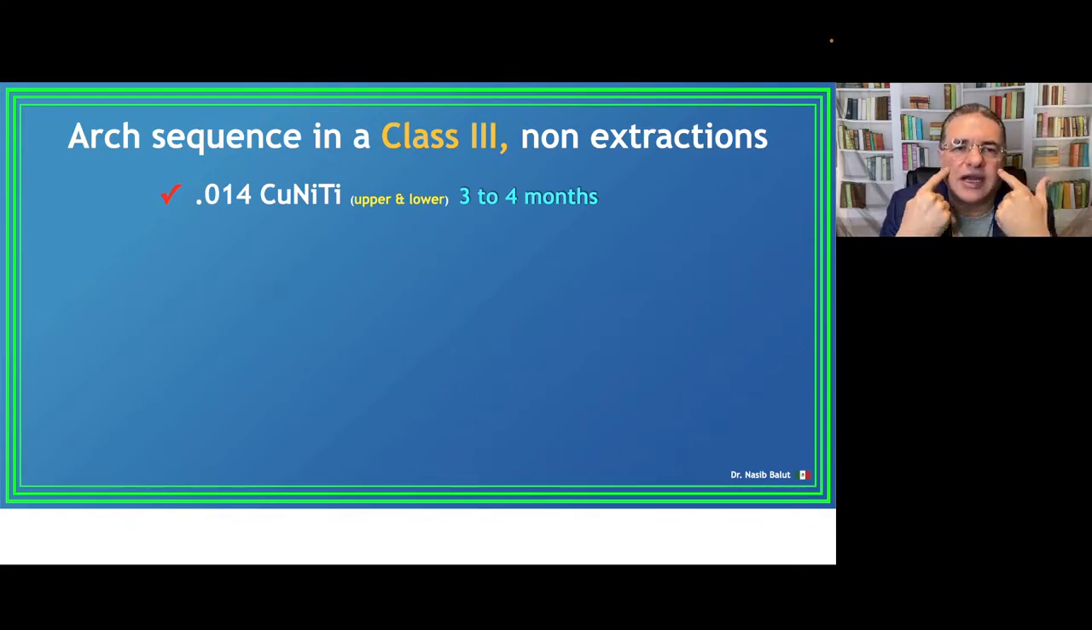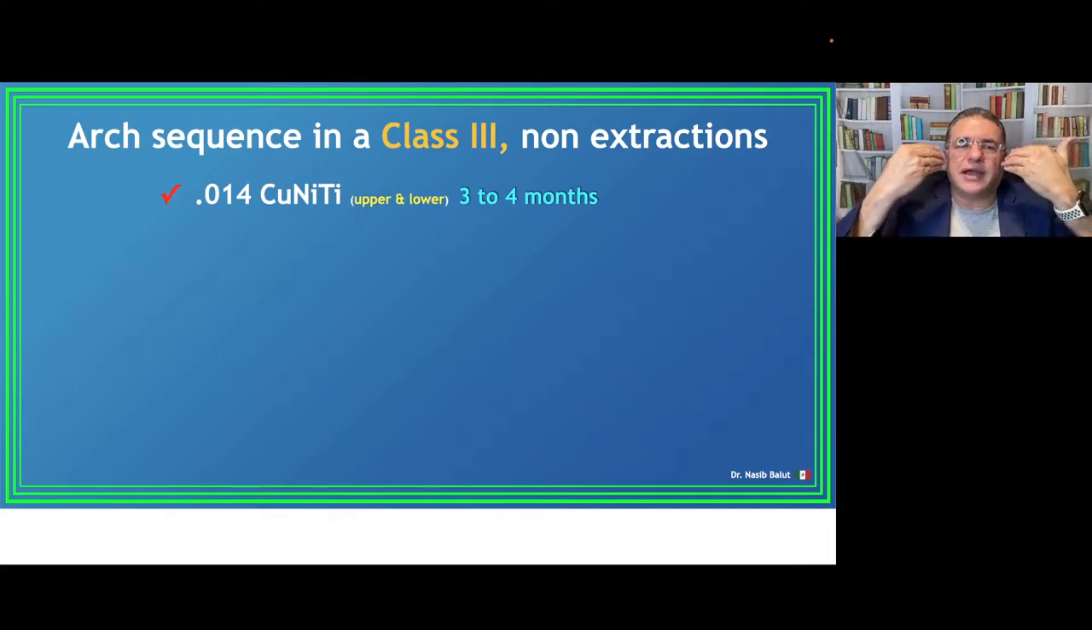Usually I leave the wires not all the way to the second molars, just to the first molars, even though I have the tubes for the sevens. This is just to avoid emergencies, because usually the wire comes out very easily from the second molars. So I leave these archwires between 3 to 4 months.